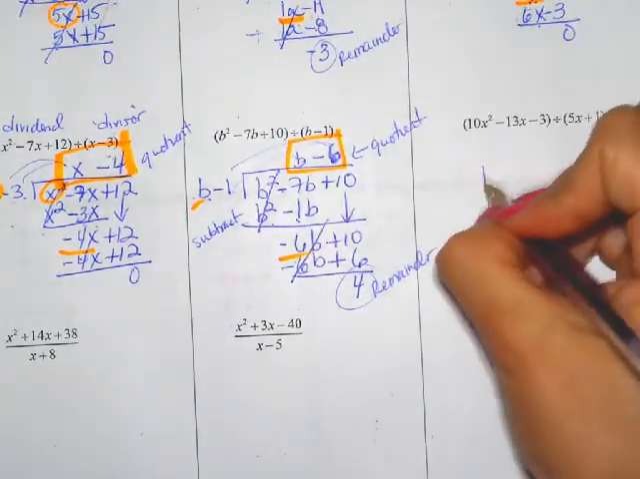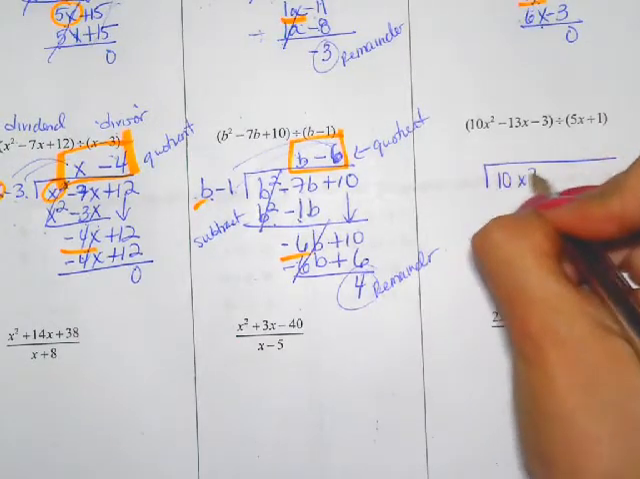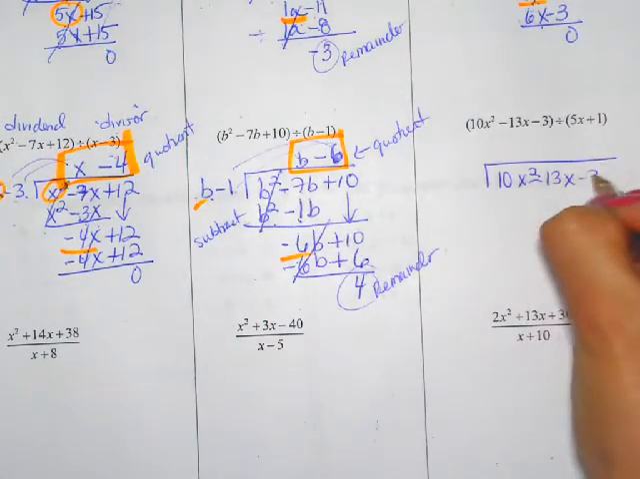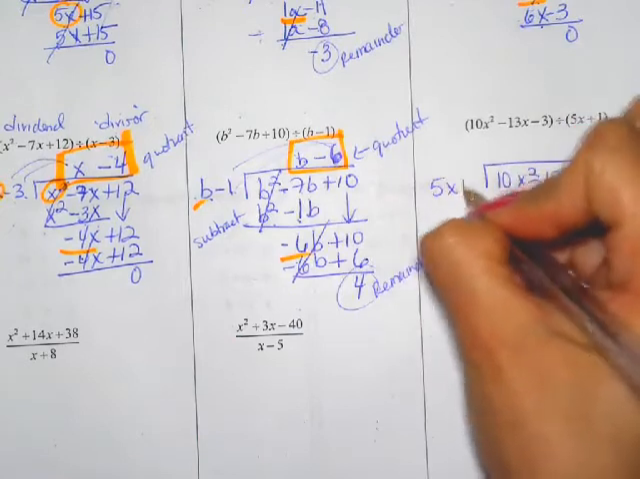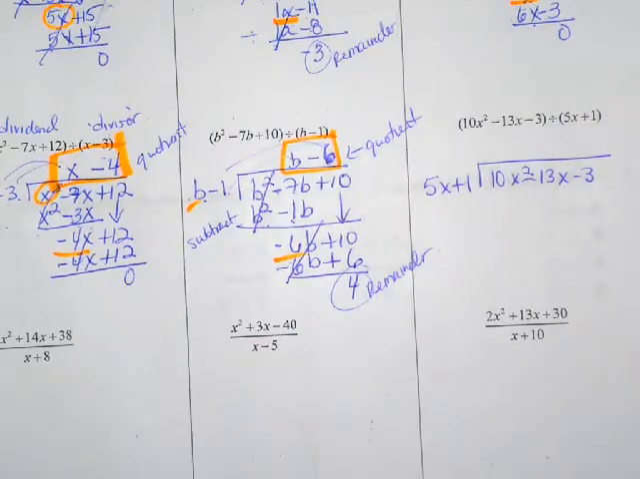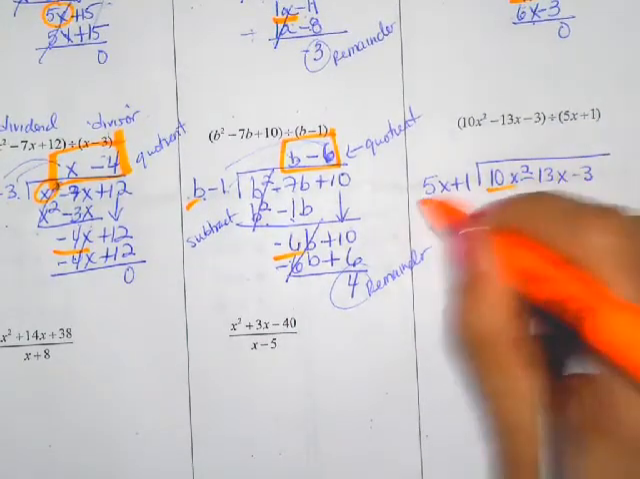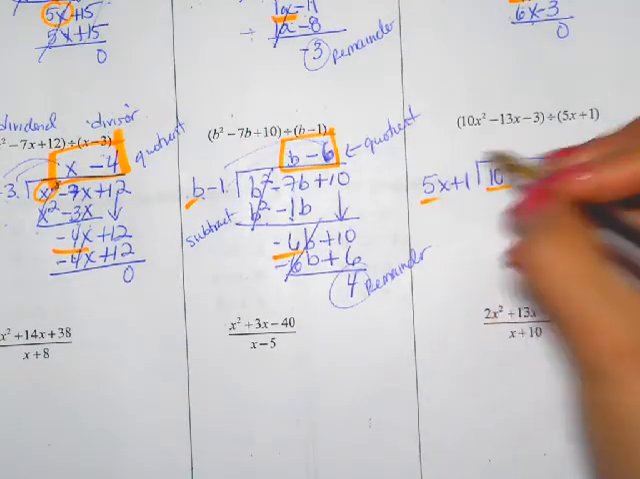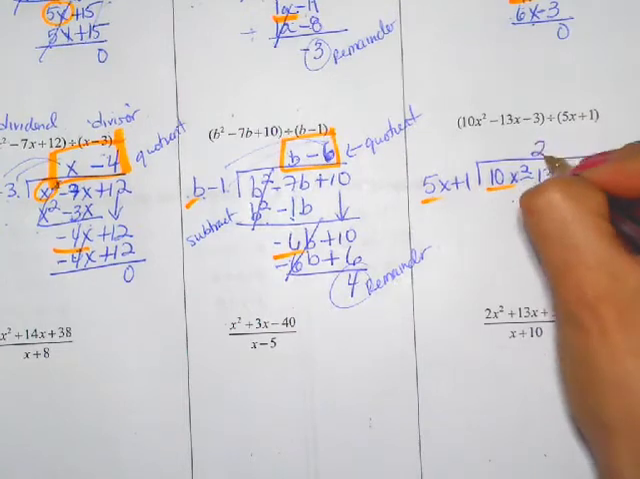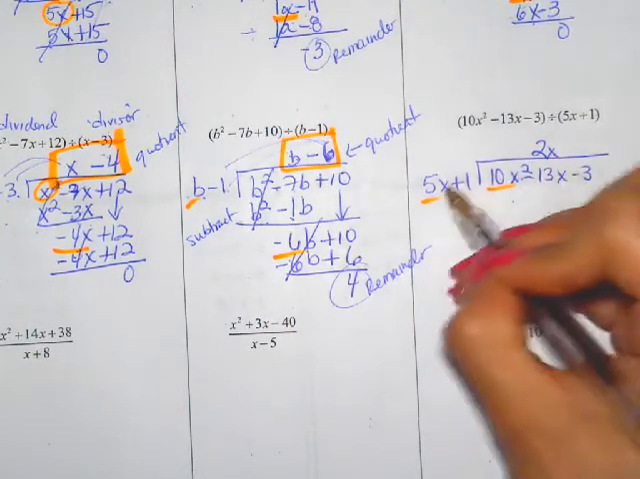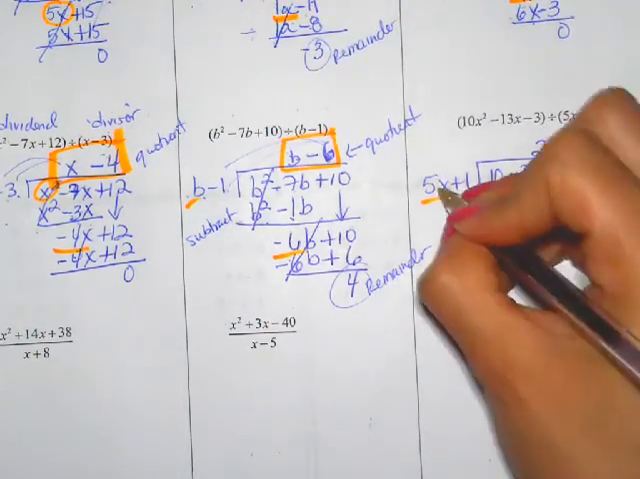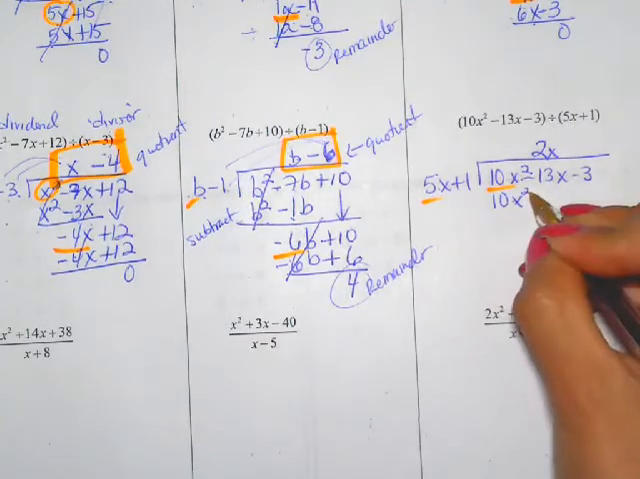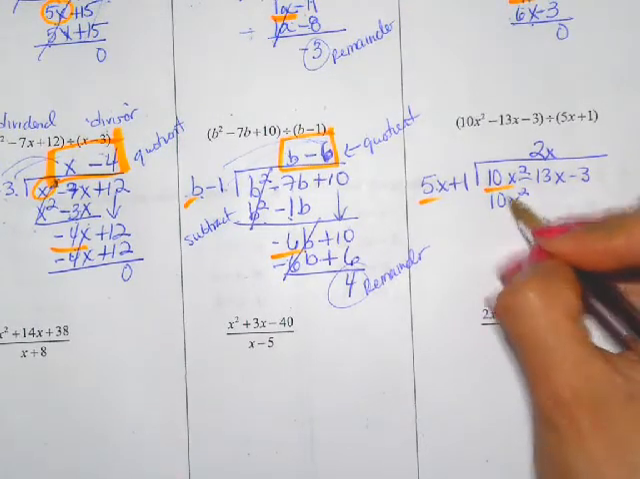Next example. 10x squared minus 13x minus 3, divided by 5x plus 1. Focus on the first term. In order for me to get a 10x squared down here, 5 times 2x. 5 times 2 is 10. X times x, x squared. That's correct. They match up.